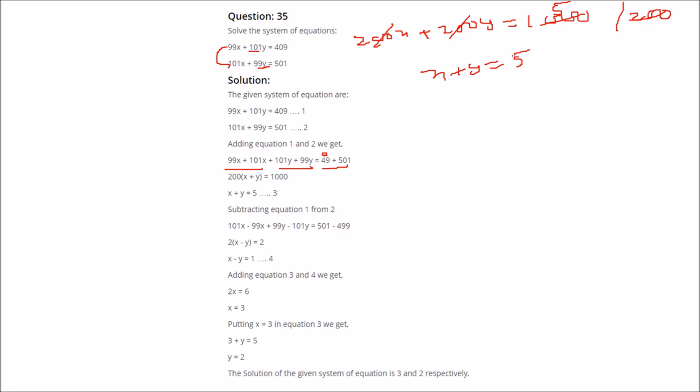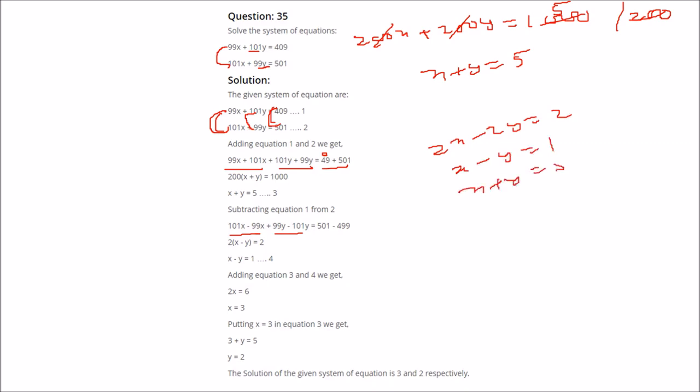Now we have a very simple equation, and one more equation we intend to find. Now what we can do here is subtract these two. When we subtract, 101 minus 99 is 2x. 99 minus 101 will be minus 2y. And then 501 minus 409 will be equal to 2. So you get 2x minus 2y equal to 2. Divide the whole equation by 2, you get x minus y equal to 1.